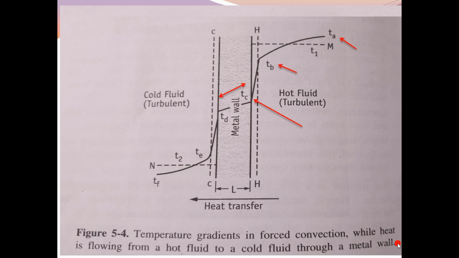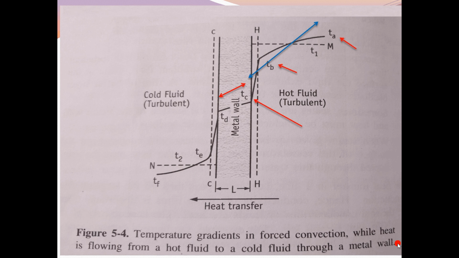Now the curve TA, TB and TC represents the temperature difference from the bulk of the hot fluid to the metal wall. This similar concept applies to the cold fluid side. To the left of CC is a dotted line, the boundary line of the cold fluid. The fluid is in turbulent flow.